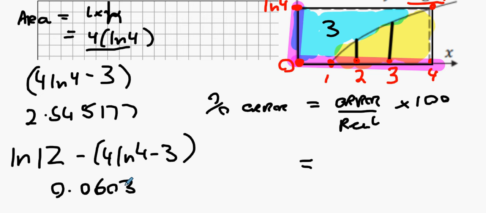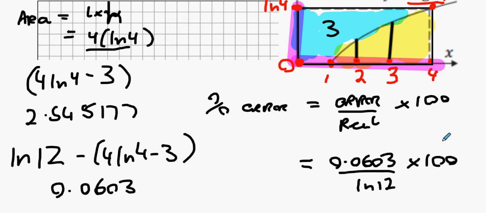So 0.0603 divided by ln 12 multiplied by 100. Divided by ln 12 multiplied by 100. 2.43%. 2.43%. Is that okay with you guys?